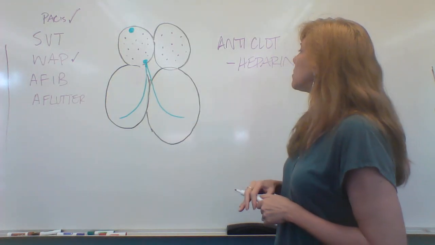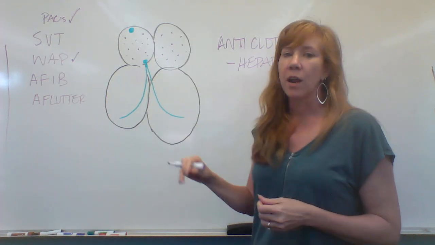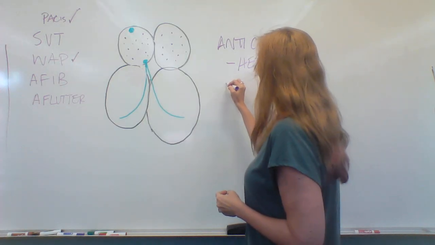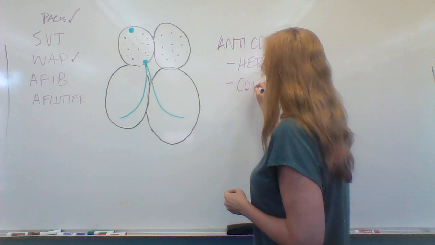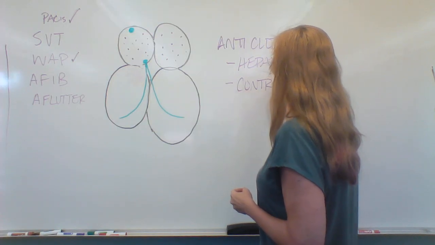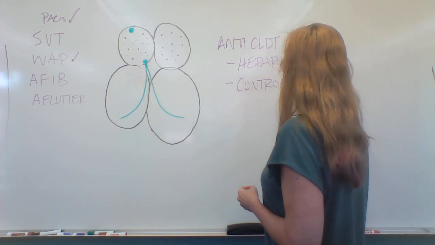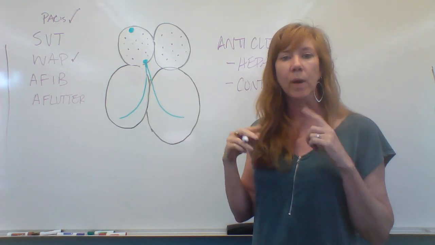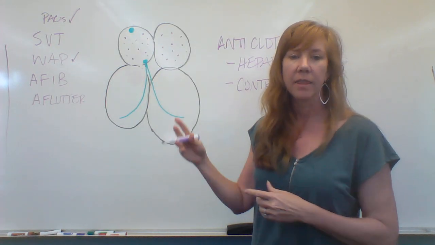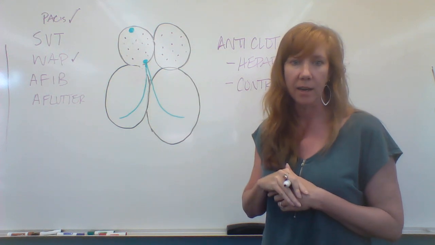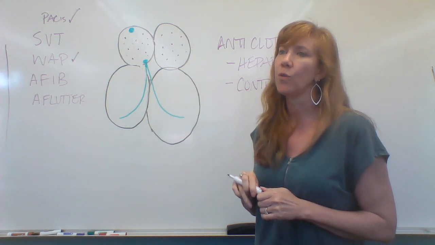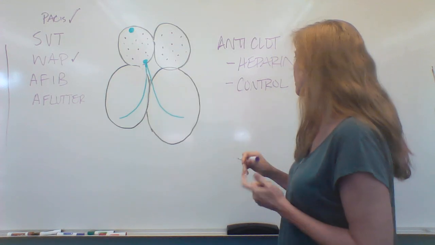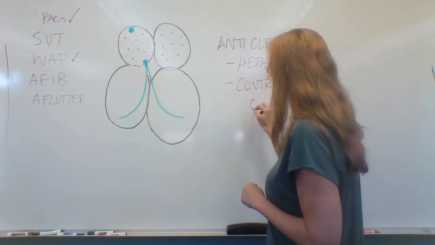Then the next thing is, if they're in a rapid ventricular rate, we got to control the heart rate, because that is going to control their symptoms. Control the heart rate. So if it's high, we got to bring it down. We have some different drugs that we can use to control heart rate. So those types of drugs would be like calcium channel blockers. A really good one would be Cardizem.